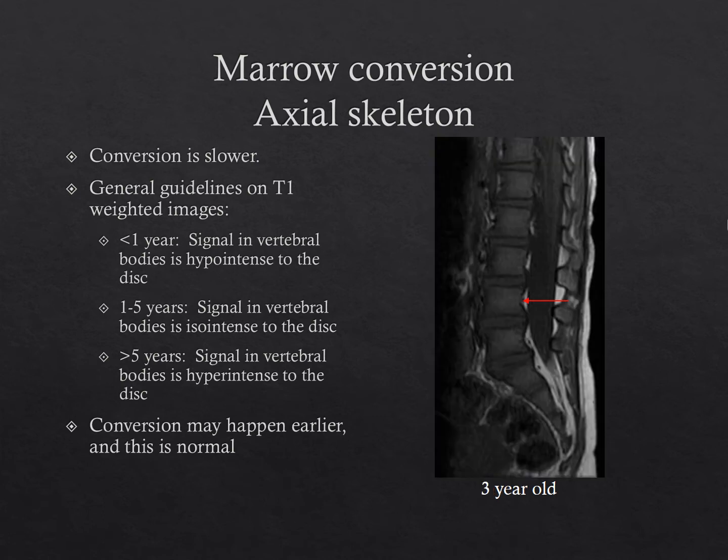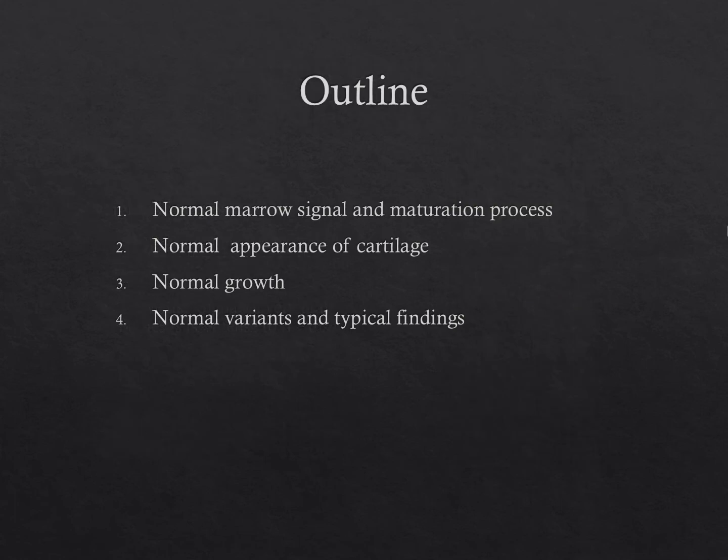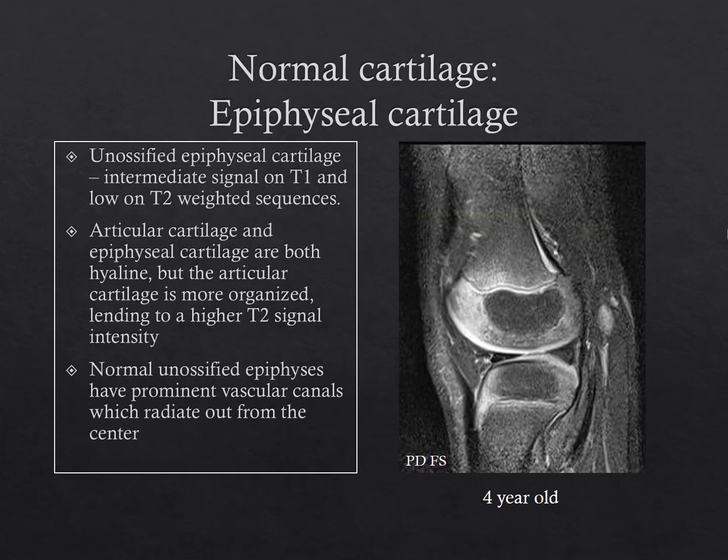In this 3-year-old, the marrow signal is now of higher signal than the adjacent disc, and even higher in signal in this 10-year-old. Next, we will move on to a discussion of normal cartilage.